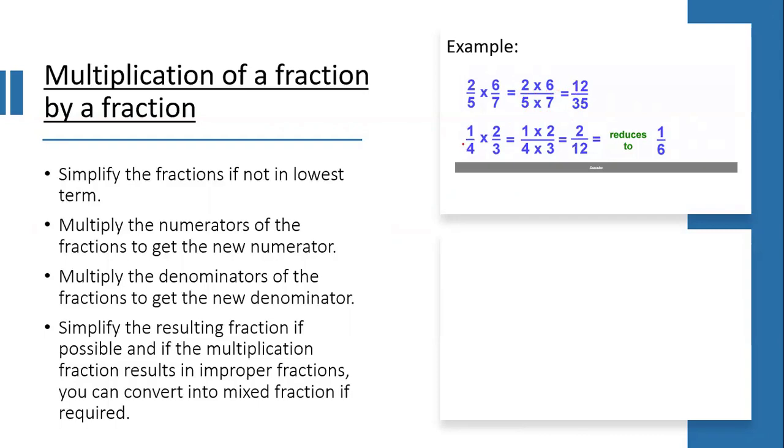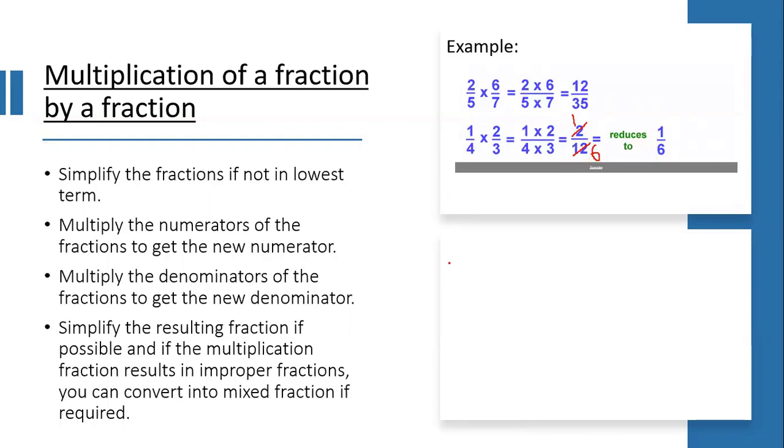Let's see the next example. 1 by 4 into 2 by 3, which equals 1 into 2 divided by 4 into 3. So 1 2 is 2 and 4 3s are 12. So here we can simplify by dividing: 2 1s are 2 and 2 6s are 12. So after simplifying 2 by 12, we will get 1 by 6.